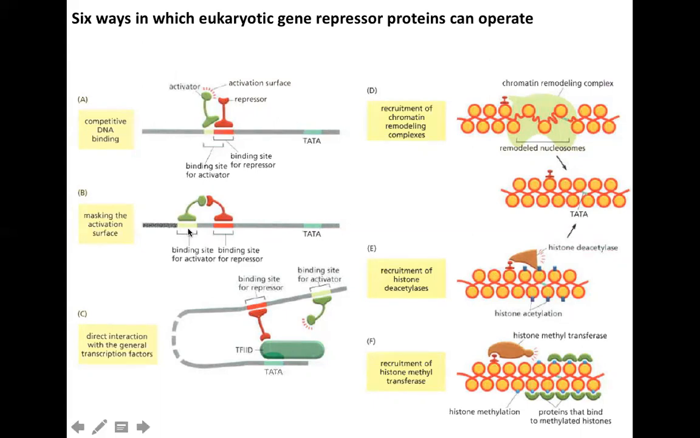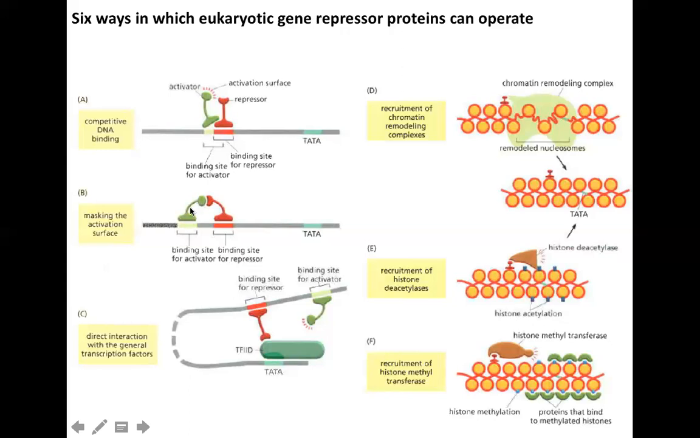Now in this case, the binding sequences for both the proteins are distant from each other. They are distinct, they are not overlapping. But what is interesting here is that both activator and repressor are bound at the same time. But the repressor has the ability to mask the activation surface of the activator protein.